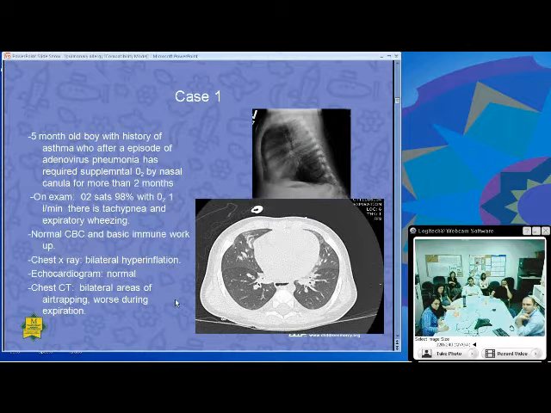So the first case is a 5-month-old boy who had a history of infantile wheezing and asthma, and started with fever and increasing work of breathing, and came to the ER. In the ER, he was found to be hypoxemic. He was diagnosed with a bronchiolitis type picture. They did a respiratory panel, and they found that he had an infection with adenovirus.